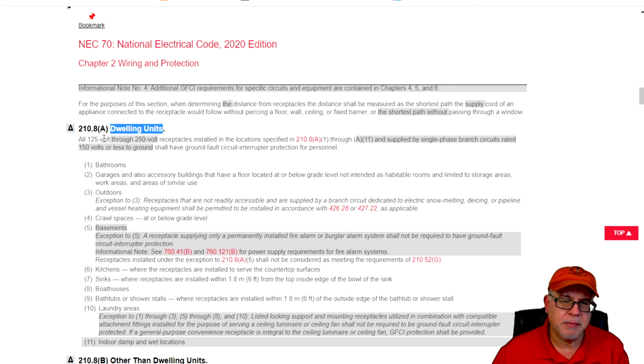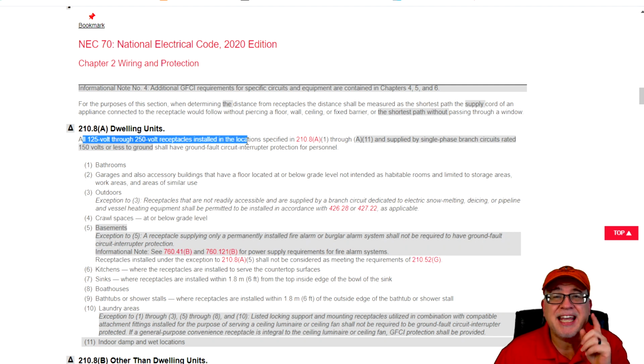And this is significant because in the 2017 code, there was a threshold between 15 or 20 amperes, either or, and that's going to kick in the GFCI requirement. Well, in the 2020 code, you will notice that the 15 or 20 ampacity threshold is no longer available anymore. It is simply based on voltage of the device. So let's read it. It says, all 125 volt through 250 volt receptacles installed in the locations.